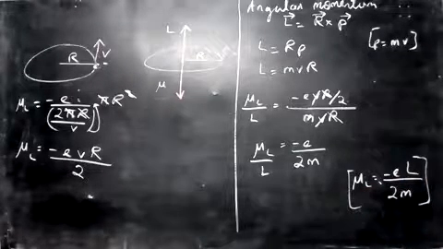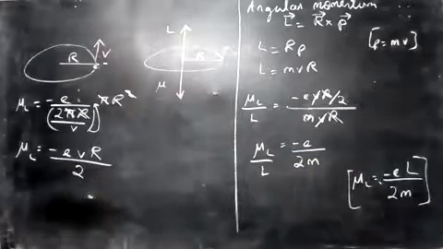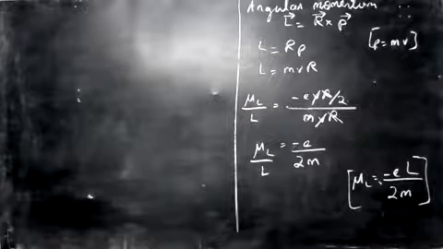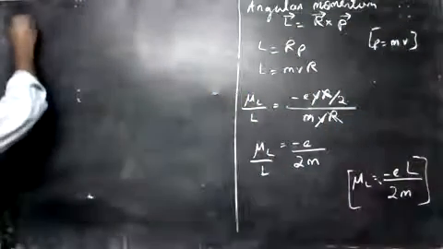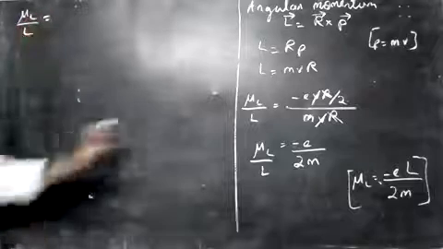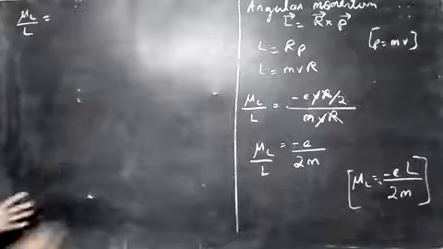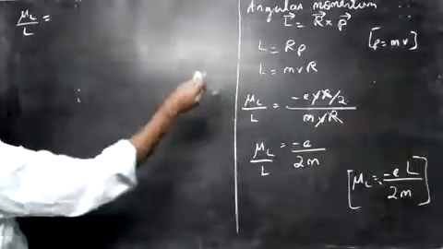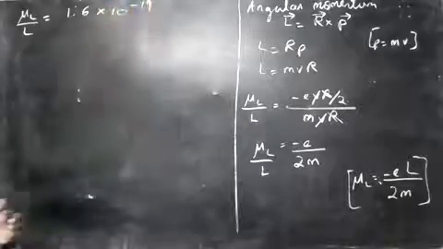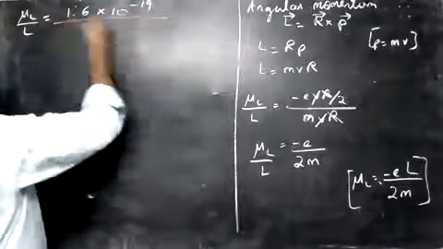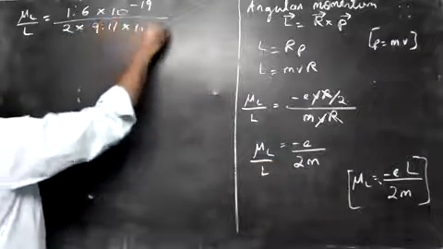Let's substitute the values here and find the value of mu L by L. Let me erase the left side. So mu L by L is equal to minus E. I'm just taking the magnitude only. We're just using the numbers, so we don't need the minus sign. The value of E, that is the charge of an electron, will be 1.6 into 10 power minus 19, divided by 2 into the mass of electron, that will be 9.11 into 10 power minus 31.